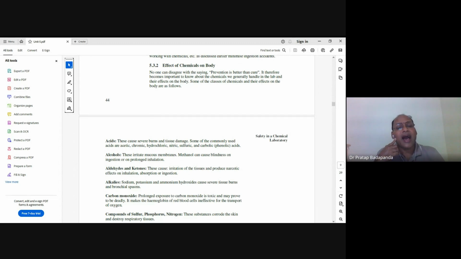So be careful. Alcohols irritate mucous membranes. I told you about methanol, which can cause blindness on ingestion or prolonged inhalation. Ethanol is purified; people take alcohol, and it is used in some medicines. Spirit we can also use, that is purified ethanol. But methanol is poisonous.